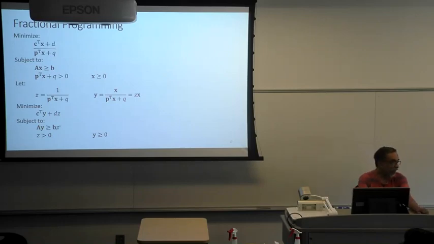And of course, Z must be greater than 0. Since P transpose X plus Q is greater than 0, Z must be greater than 0. And likewise, X is greater than or equal to 0, so Y also must be greater than or equal to 0. And so this becomes our linear program. It has these variables, Y and Z.